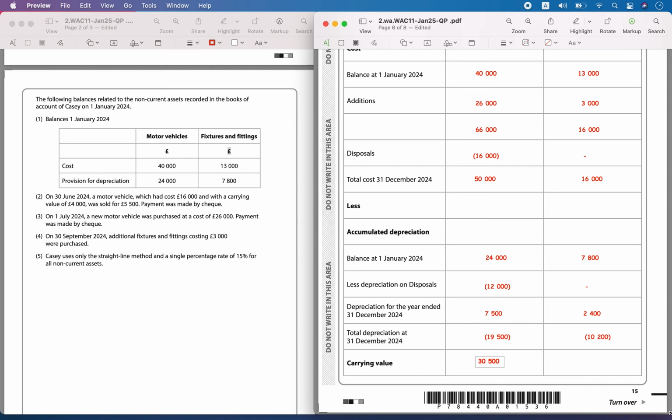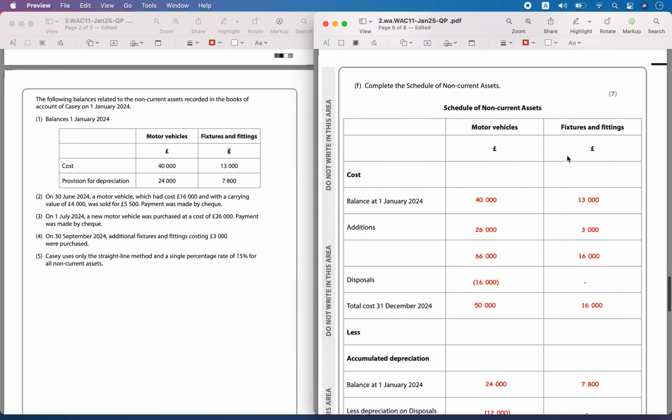And 16,000, okay, 16,000 minus 10,200, it will be a carrying value of 5,800. So this is how you prepare the schedule.